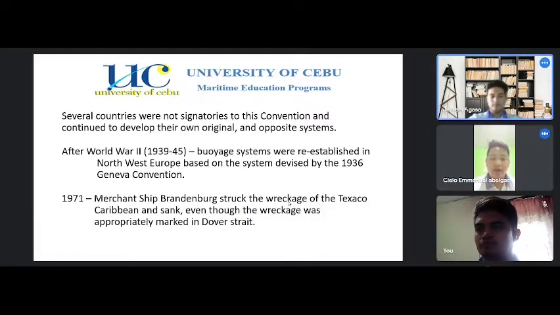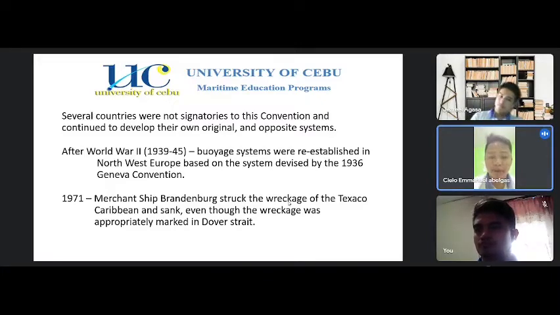Several countries were not signatories to the convention and continued to develop their own original and opposite systems. After World War II, 1939 to 45, the voyage systems were re-established in Northwest Europe based on the system devised by the 1936 Geneva Convention. And after that, in 1971, the merchant ship Brandenburg struck the wreckage of the Texaco Caribbean and sank, even though the wreckage was appropriately marked in the Dover Strait.